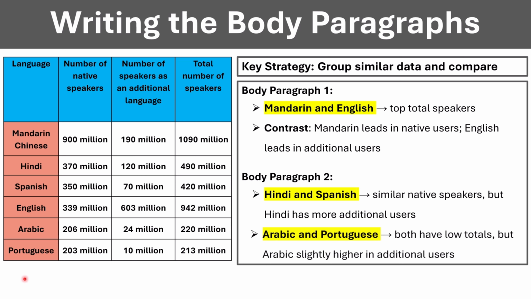Then we can compare Arabic and Portuguese. Both have just over 200 million native speakers, but Arabic has slightly more additional users. Still, Portuguese ends up with the lowest total number overall.